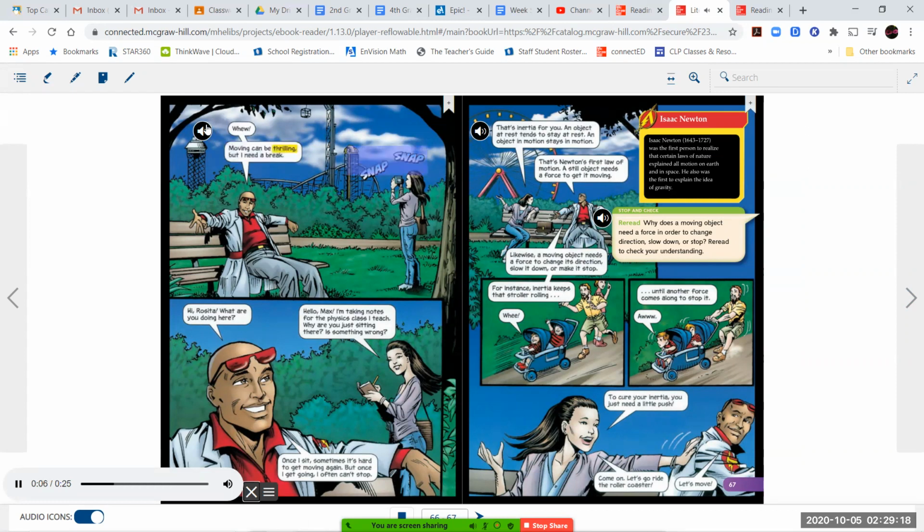Snap, snap. Hi, Rosita. What are you doing here? Hello, Max. I'm taking notes for the physics class I teach. Why are you just sitting there? Is something wrong? Once I sit, sometimes it's hard to get moving again. But once I get going, I often can't stop.